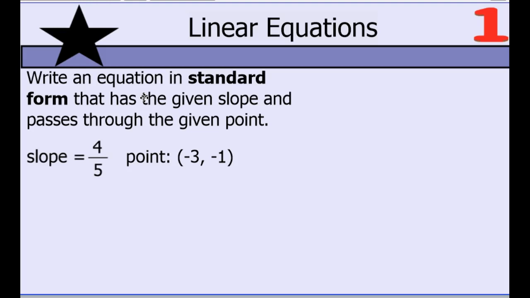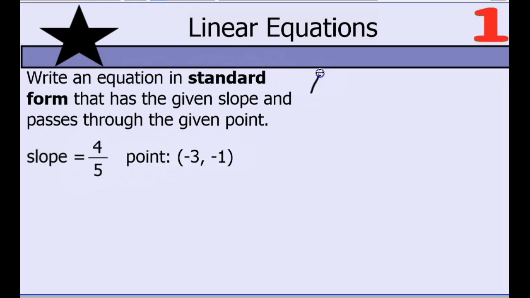We are going to be doing linear equations and line of best fit today. So we are going to start writing an equation in standard form that has the given slope and passes through the given point. Our slope is 4 over 5 and our point is -3, -1. So what we need to do is start by writing our equation in point slope form.